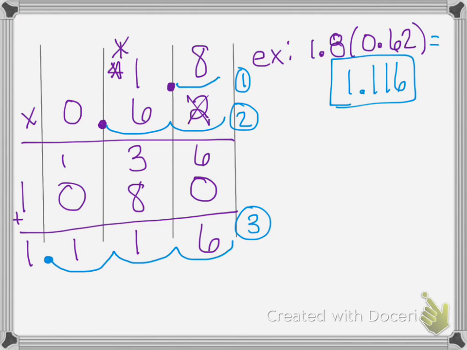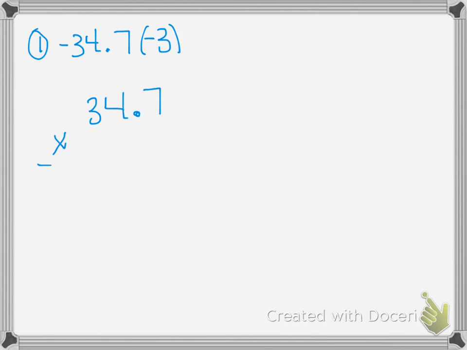Let's try another, and then I'm going to have you do a practice problem. So here's another one. Let's try negative. So now I'm going to throw our positive and negative rules in there, but you can use your card. Negative 34.7 times a negative 3. So let's set this up. So I have 34.7 times 3. Now I'm not going to worry about my negatives right now.